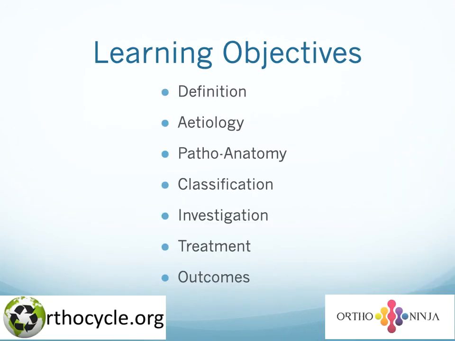So I hope that we've covered our objectives, which are we've had a stab at a definition. We've talked about the etiology and the anatomy and what can go wrong. We've learned a classification that will be useful for the exam. We've talked about the relevant investigations and the different types of treatment.